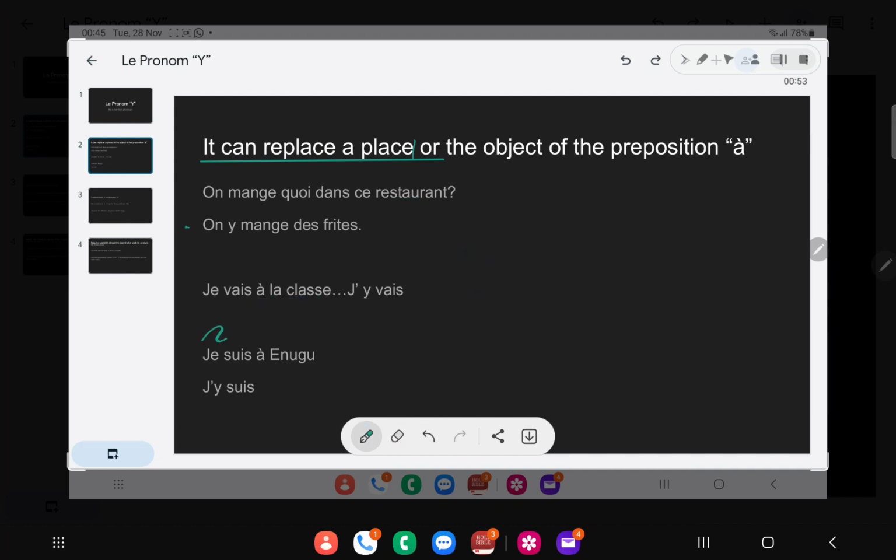And the last sentence: Je suis à Enugu. J'y suis. I am there. Y is replacing Enugu. So no need to repeat Enugu. J'y suis. So the y has a locational element, it replaces locations: there. Let's proceed.